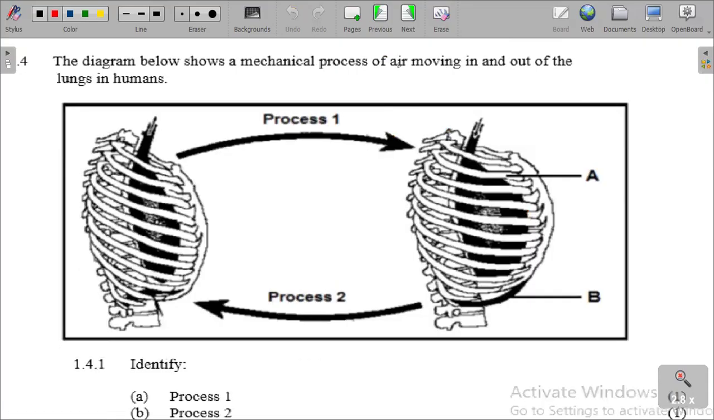And then the diagram below shows the mechanical process of air moving in and out of the lungs in humans. So now, the first question is saying, we are given this.